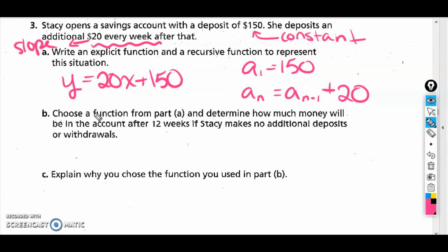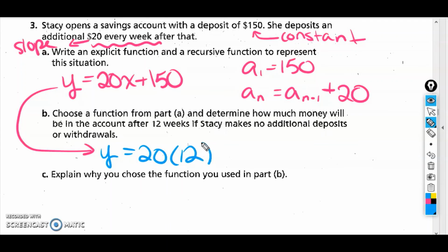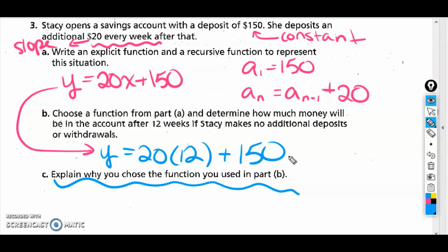Choose a function from part A and determine how much money will be in the account after 12 weeks. It doesn't matter which one you do, but if you're going to use the recursive function, you would have to do each week leading up to the 12th week. You'd have to do week 1, which is 150, then week 2, which is 170, then week 3, which is 190, and that just takes a while. So usually we use this function. So what is the amount of money after 12 weeks? You would just have to figure out what 20 times 12 plus 150 is. And then explain why you chose the function: because you won't have to do each value for every single week prior to the 12th week.